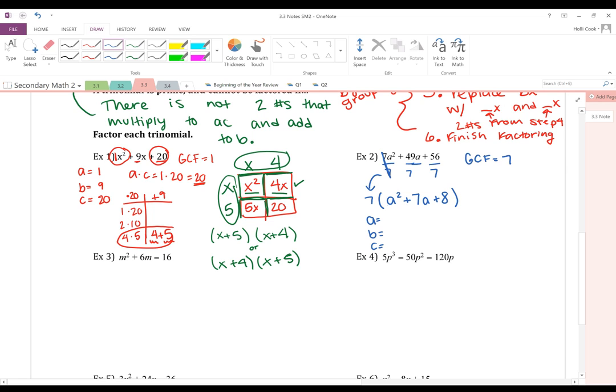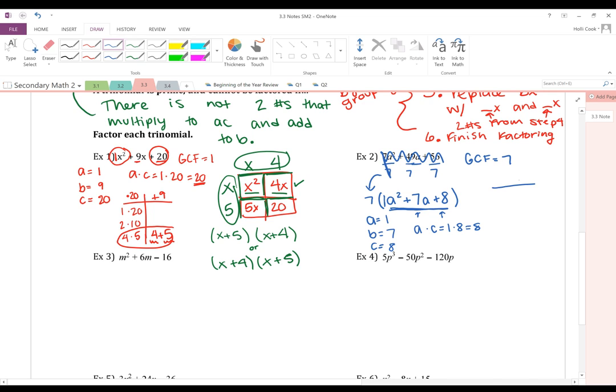So our A value, when we're finding our ABC, if we've pulled the GCF out, we're not looking at our original function, we're looking at the inside of our new one. Okay, so A is going to be 1. B is that 7 right there. And C is 8. Okay, so if we do A times C, next step, 1 times 8, that's 8.